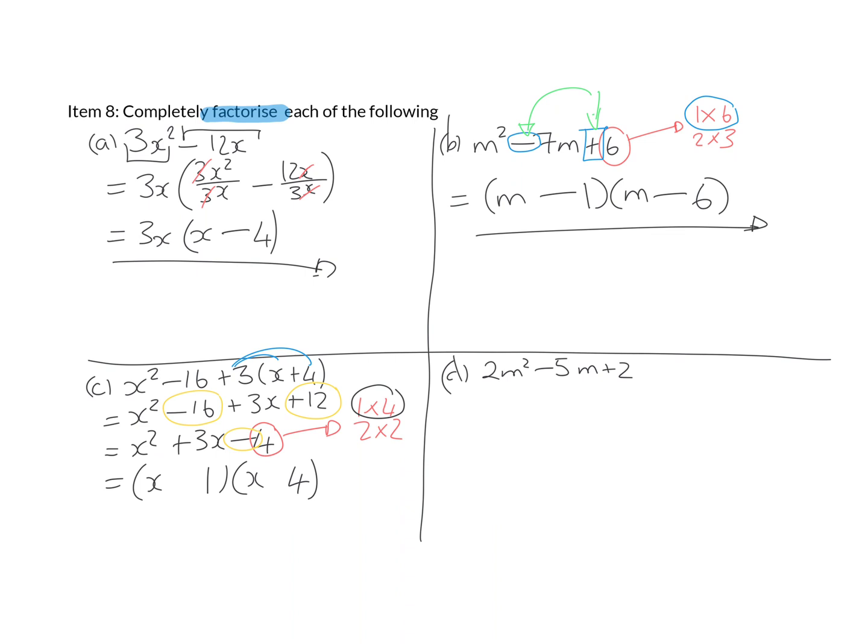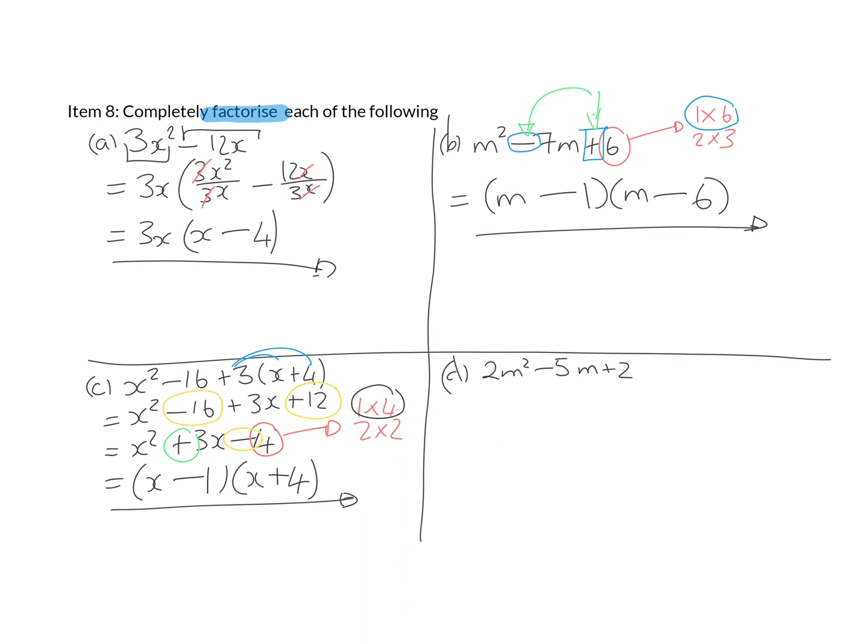Because it's a minus at the end, there are different signs. You look at the middle, it says plus 3. Plus is then for the bigger factor, 4, and minus for the smaller factor. Again, you can expand and check that you get x squared plus 3x minus 4.